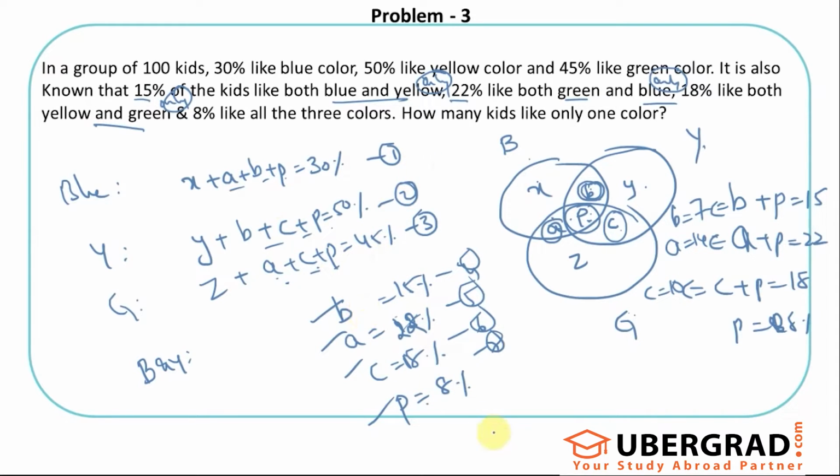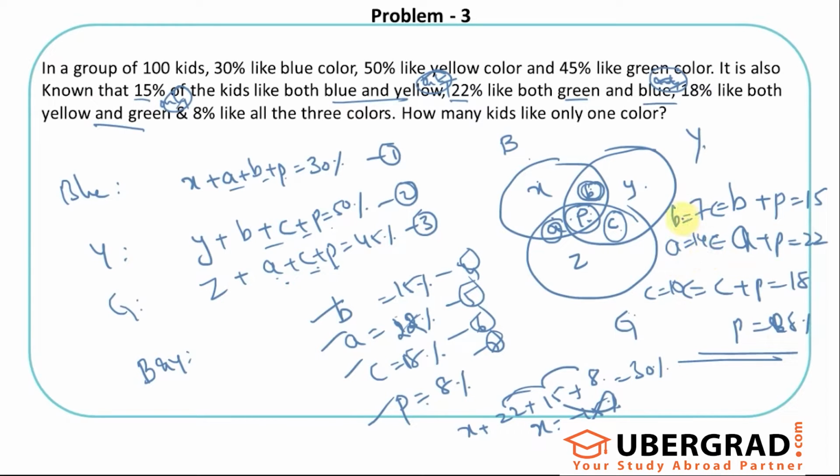Why? Because you see this. X plus A is 22 plus B is 15 plus C is 18. Sorry, P is 8. So this is equal to 30%, is what statement 1, the equation 1, is. But this alone is more than 30, right? This will come to be 45, which will give me X as minus 15%, which sounds like a wrong one. So I guess let's actually do it without the only word, that is, this approach.